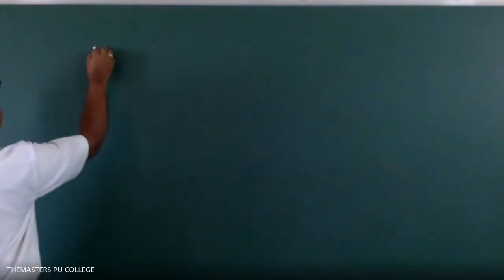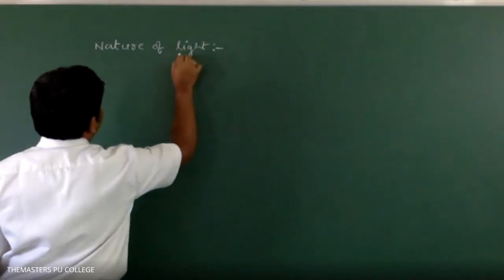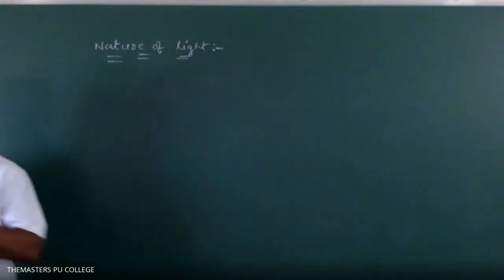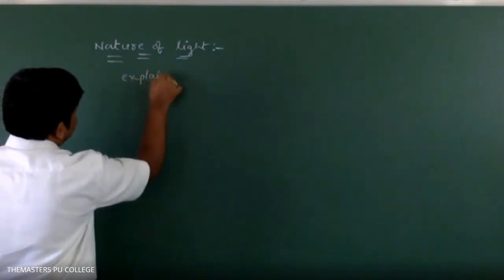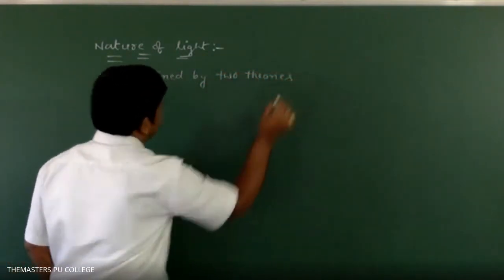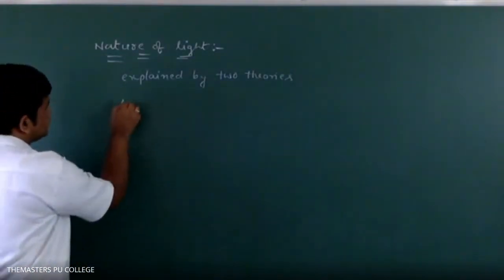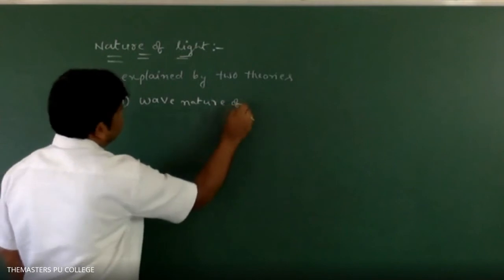Next, side heading: Nature of light. It can be explained by two theories. The first one is wave nature of light.